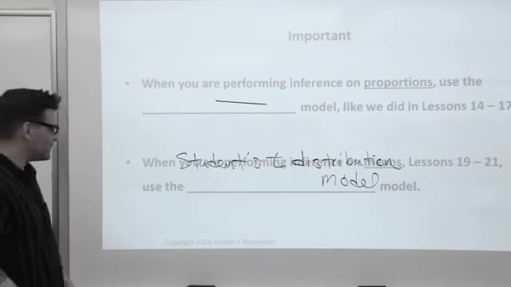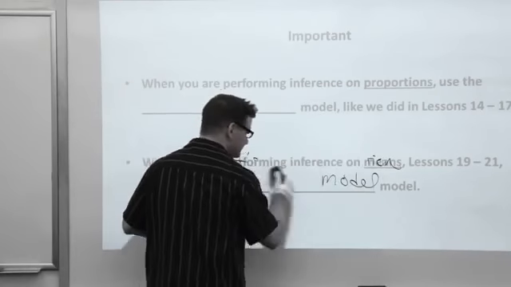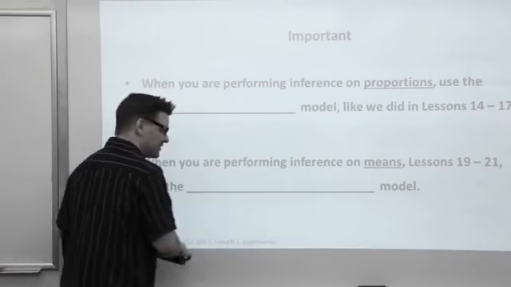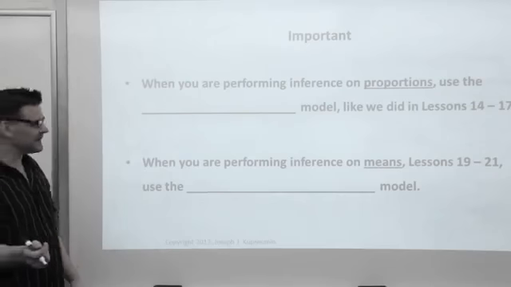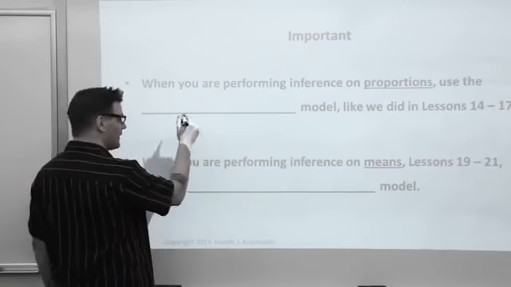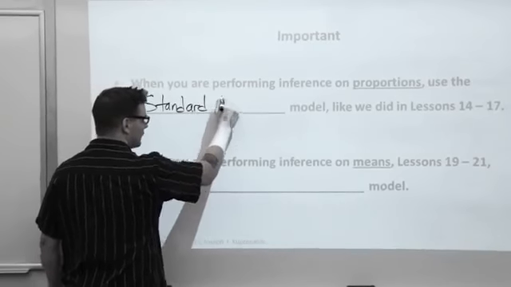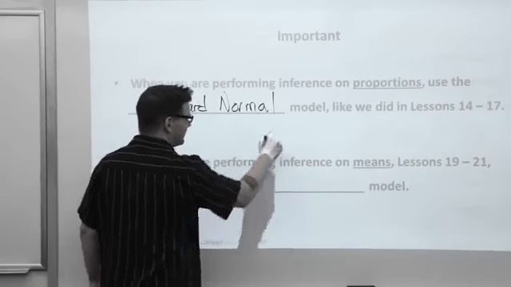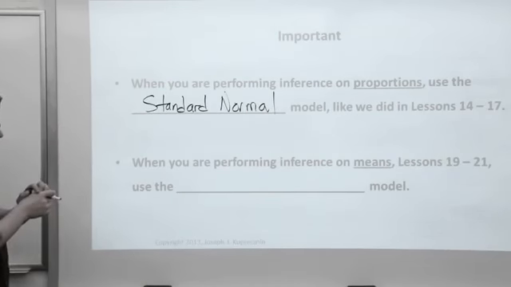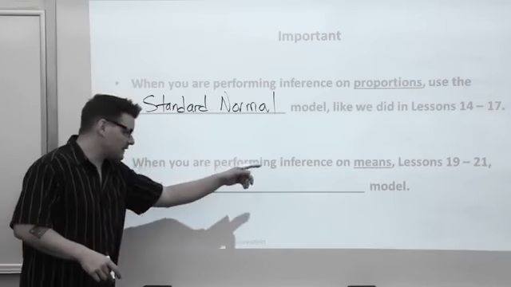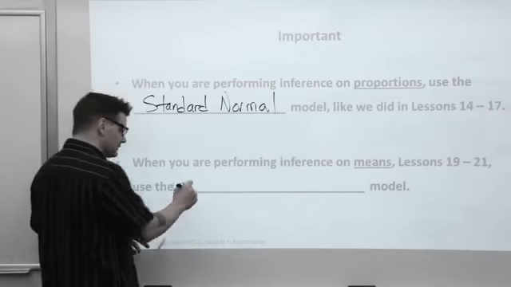Down at the bottom of the page, we've made this as easy as we possibly can for students. So pay attention and you'll never make a mistake. When you're performing inference on proportions, we'll use the standard normal model. That stuff's history though. We're done with standard normal. At least in the videos. You're still responsible, of course, for knowing it. But that was lessons 14 to 17. Now, to close out the course, we're performing inference on means. You have to use the Student's t model.